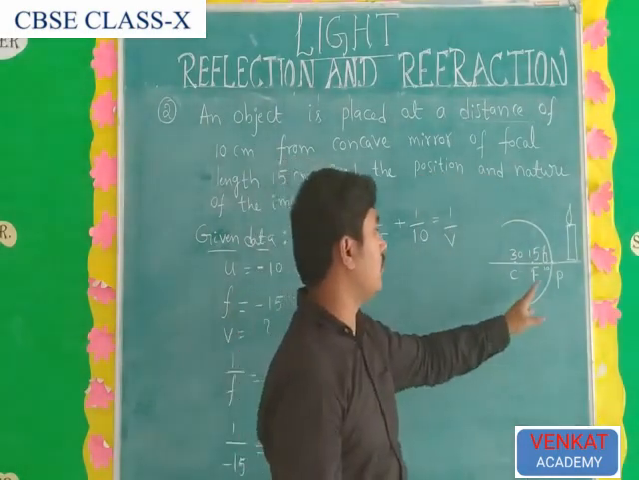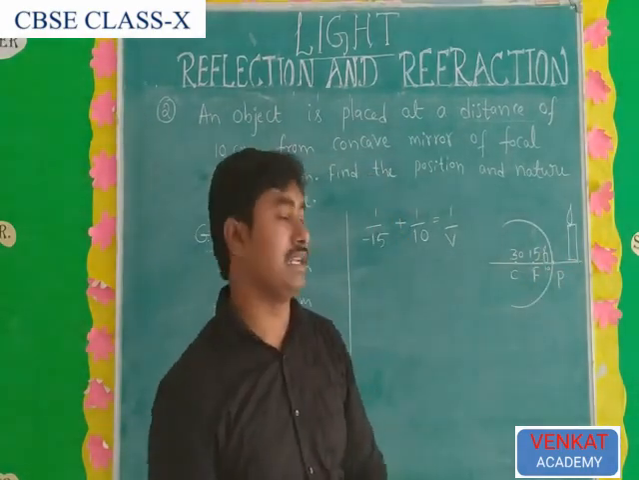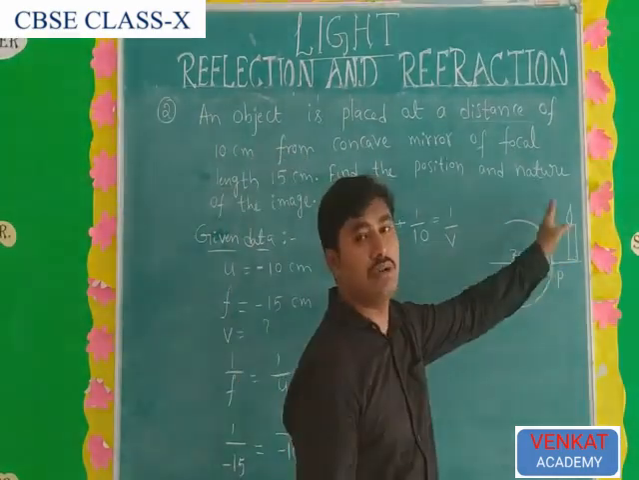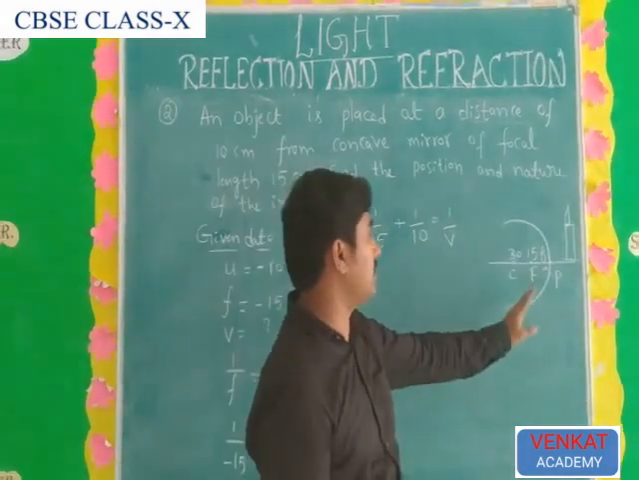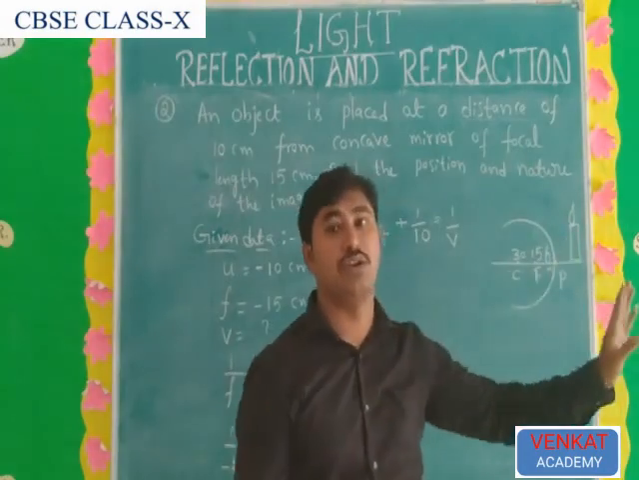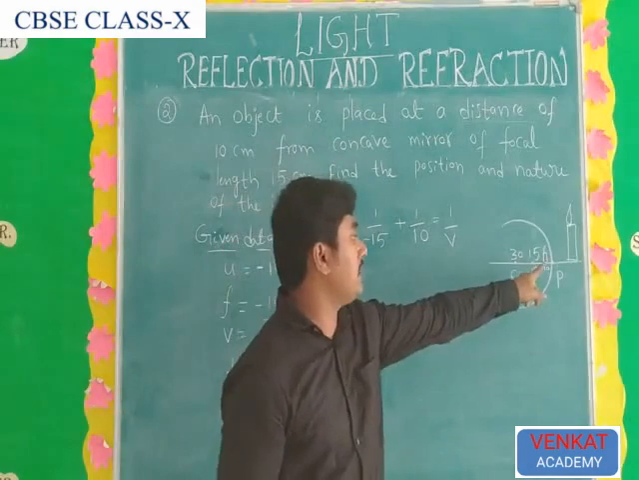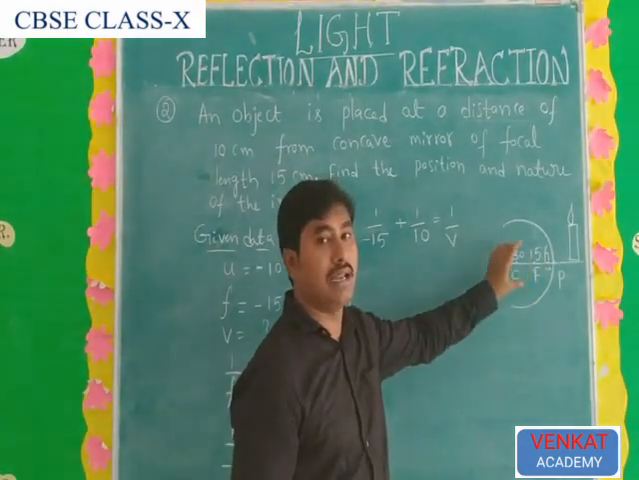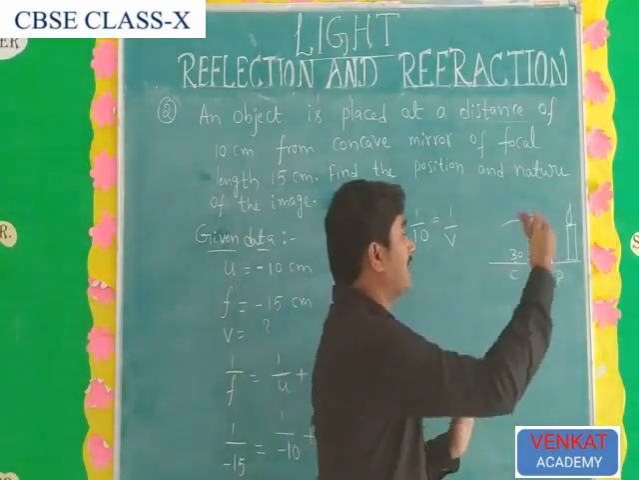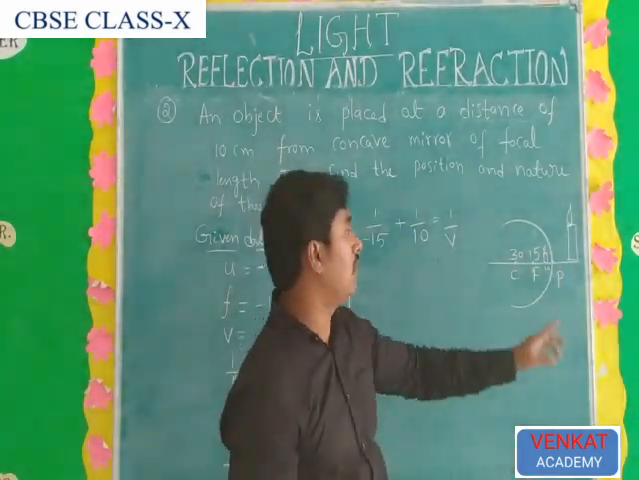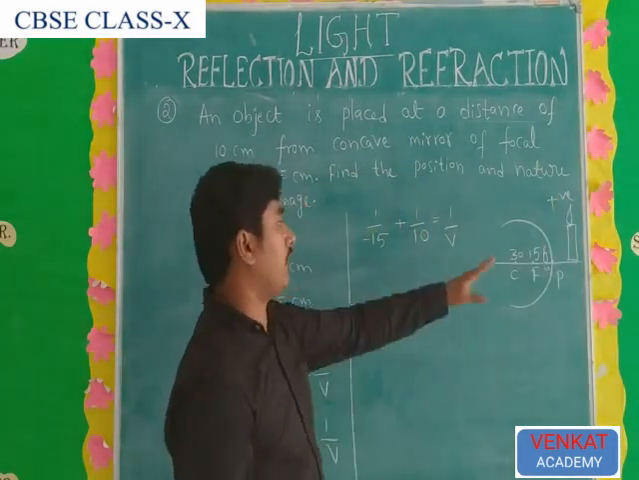It must be more than the object distance, maybe greater than 10 centimeters. And the image is virtual, erect and magnified. So our answer is more than 10 centimeters, and it must be a positive value. Why positive? I explained already: if the image is formed on the left side of the pole, it is negative. But here the image is formed on the right side of the pole, so the image distance must be positive. That means our answer should be correct.